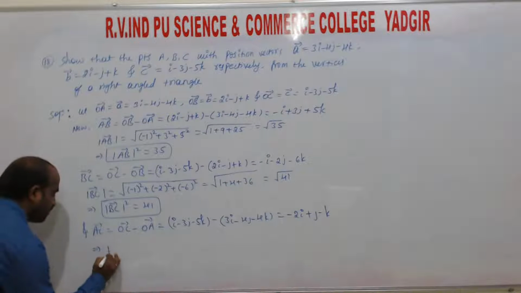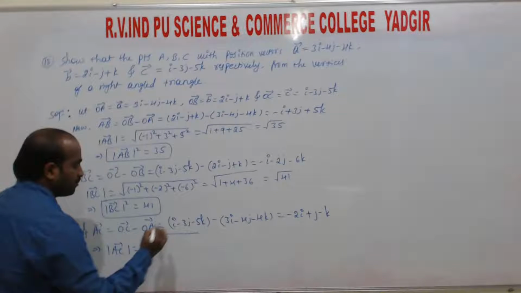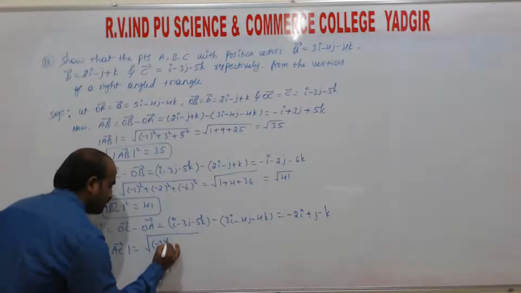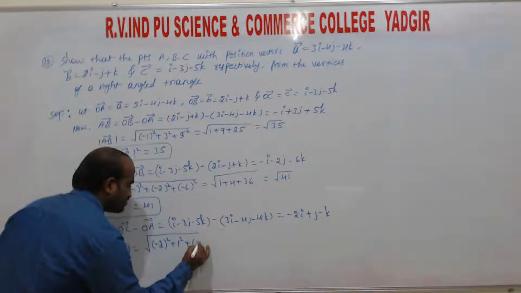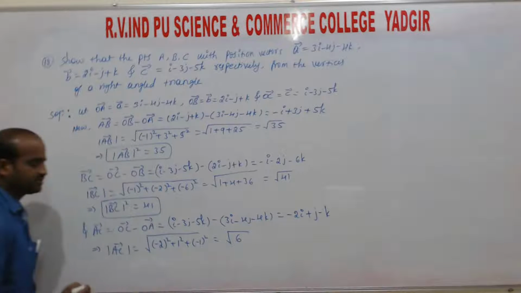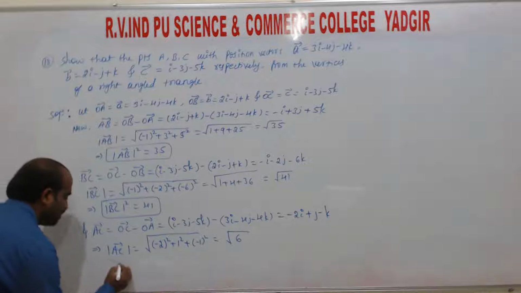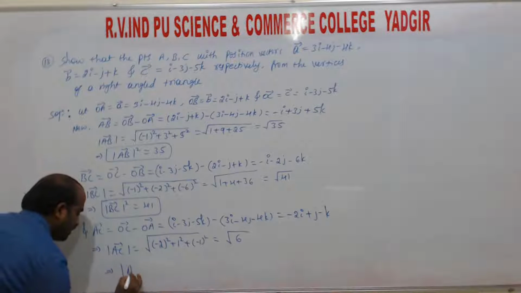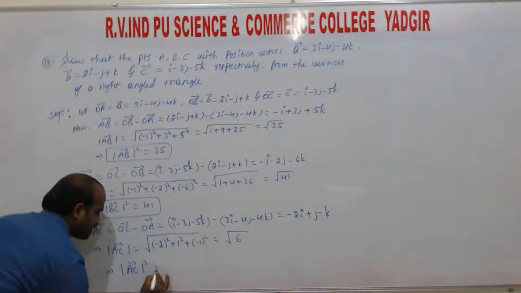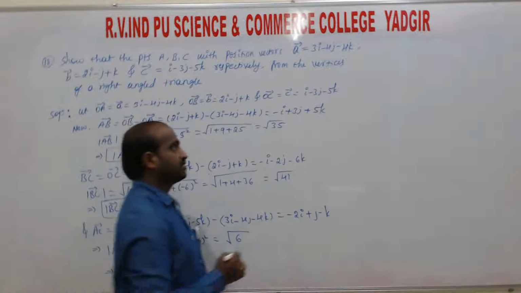Now the magnitude of vector AC is equal to the root of (minus 2) whole squared plus 1 squared plus (minus 1) whole squared, which is 4 plus 1 plus 1, root 6. Now the magnitude of AC squared is 6.